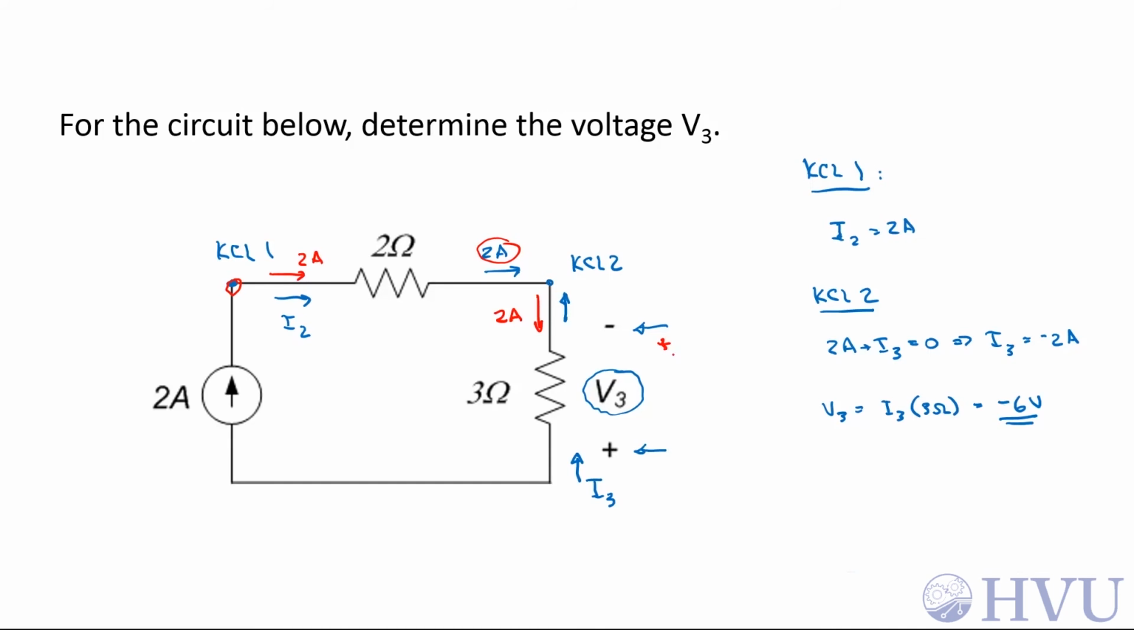So now we have to define the voltage across the 3 ohm resistor as being, say, V sub x. Now by Ohm's law, V sub x is equal to 2 amps times 3 ohms, which is equal to 6 volts. V sub x, however, has the opposite polarity as V3. So in order to get V3, we have to switch the sign on V sub x. And we get an answer that's consistent with this one.